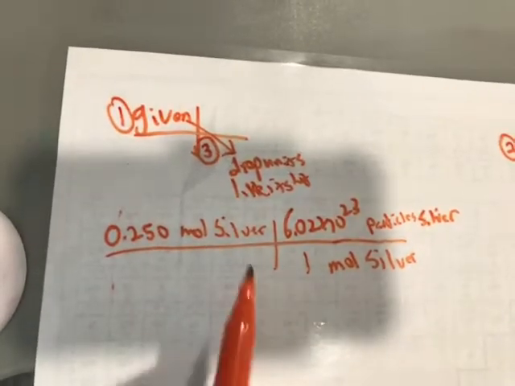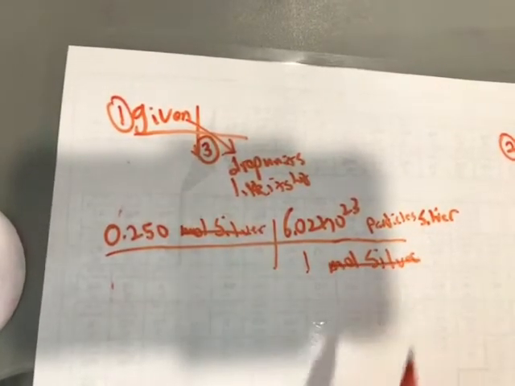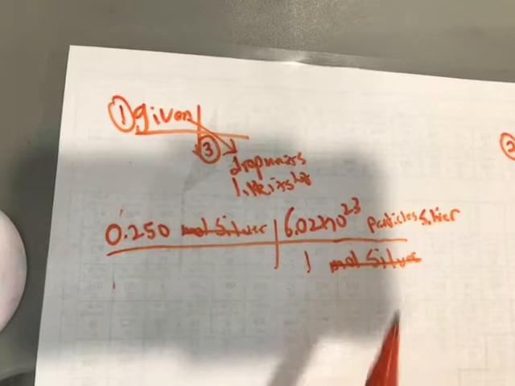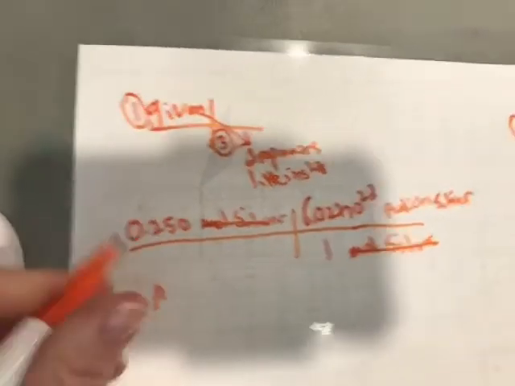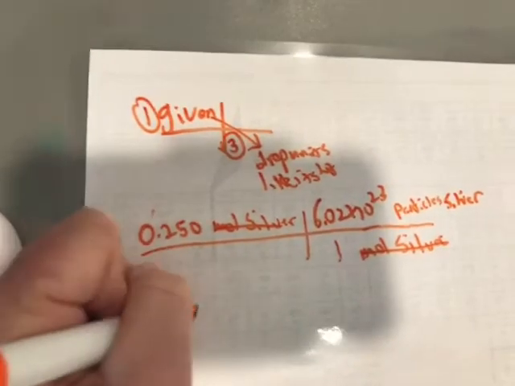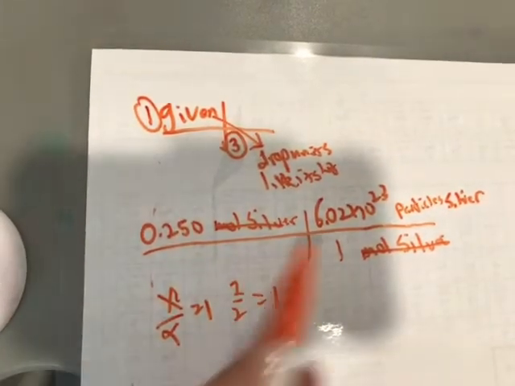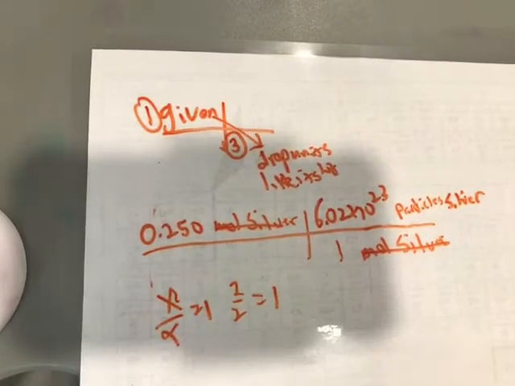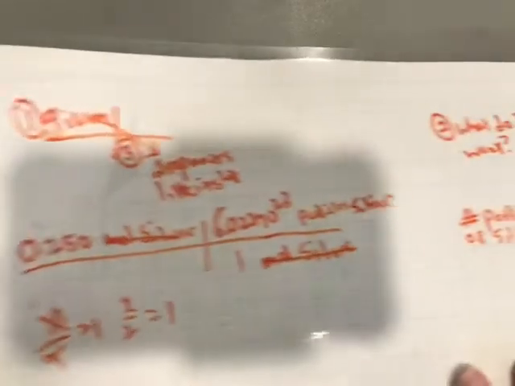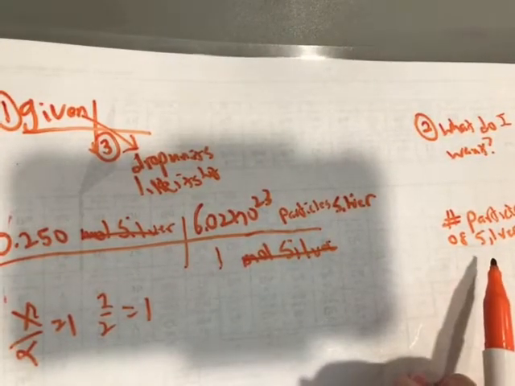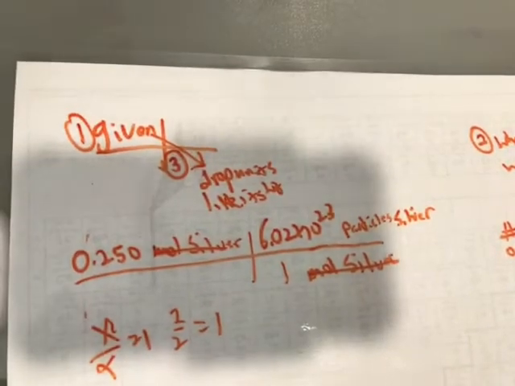Remember, the whole point of setting it up like this is so I can get rid of units. Okay, I've got mole silver on top, mole silver on bottom. That's exactly like simplifying x over x equals 1, 2 over 2 equals 1, etc. So moles over moles cancel out. Silver over silver cancels out. So I'm left with particles of silver. That's exactly what I want.